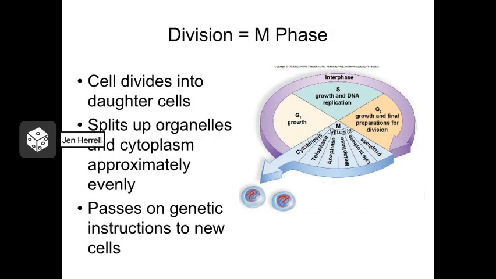The last phase of the cell cycle is known as the M phase. This is the division phase, the time during which a single cell, called a parent cell, is going to divide into two or more daughter cells, depending on the type of division it's undergoing. The cytoplasm and the organelles get split into two or more parts, approximately evenly, although it's not always exactly evenly. And the genetic material is going to be split into even parts and passed on to each of the daughter cells.